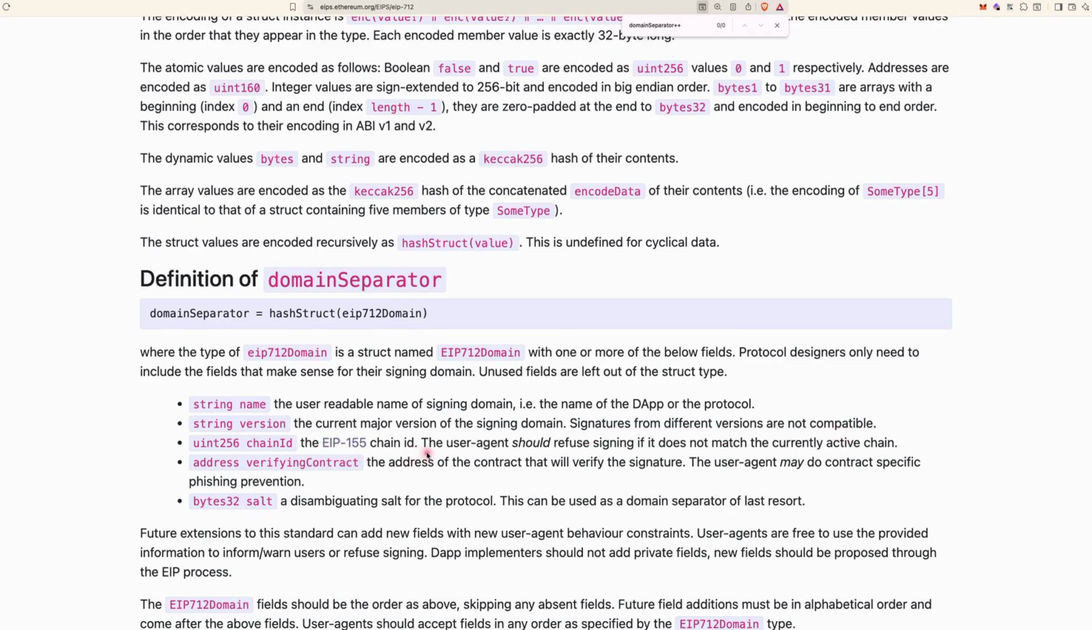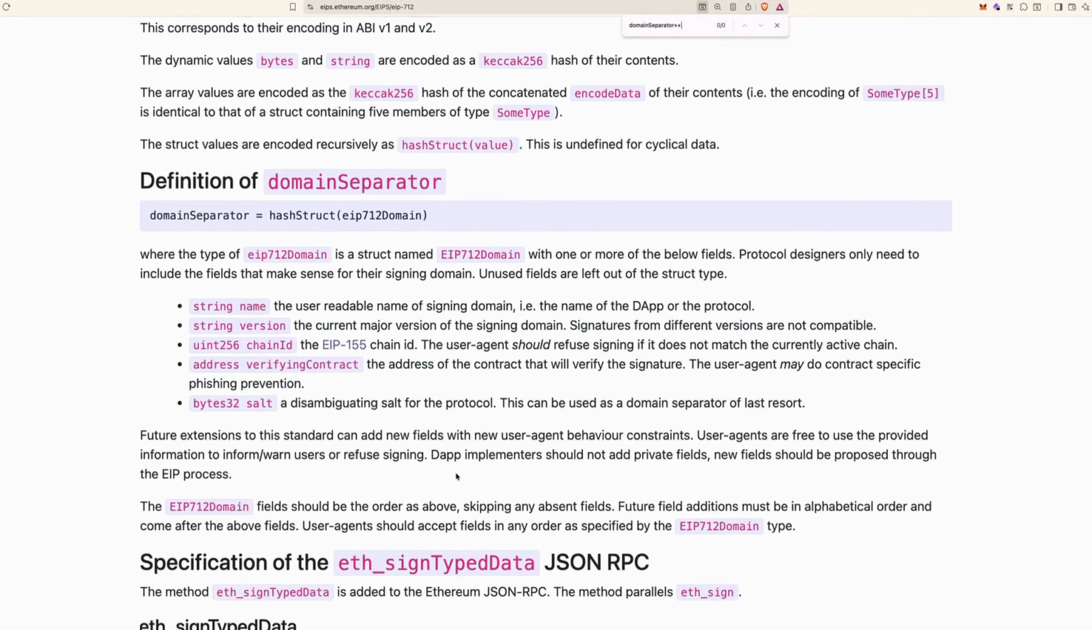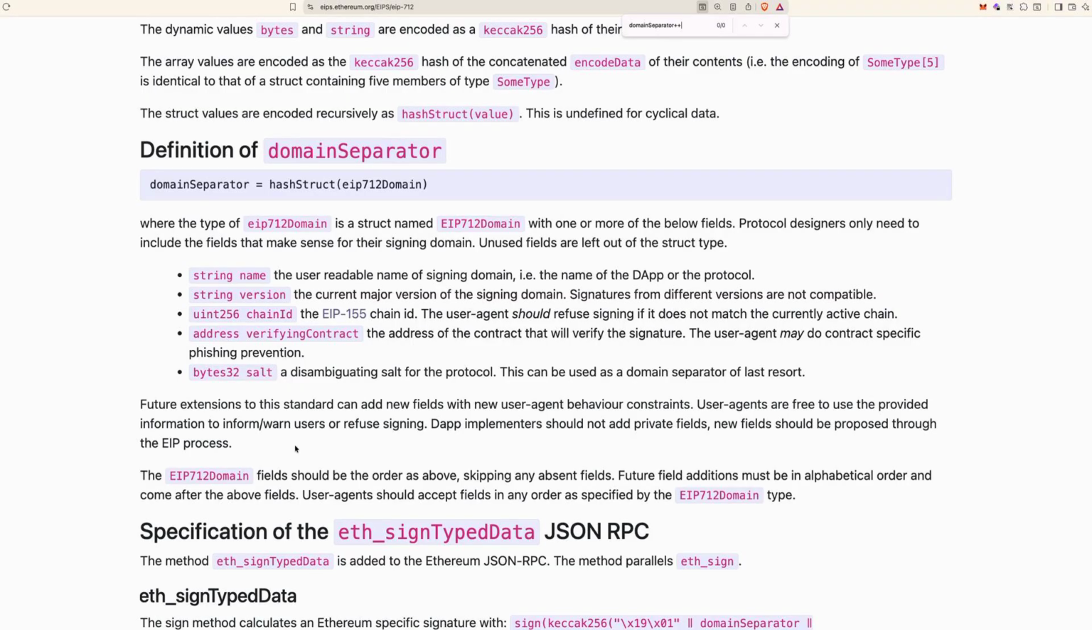Okay, chain ID. The user agent should refuse signing if it does not match the currently acting chain. Verifying contract: the address of the contract that will verify the signature. The user agent may do contract specific phishing prevention. And bytes32 salt, a disambiguating salt for the protocol. This can be used as a domain separator of last resort. So future extensions to this standard can add new fields with new user agent behavior constraints.